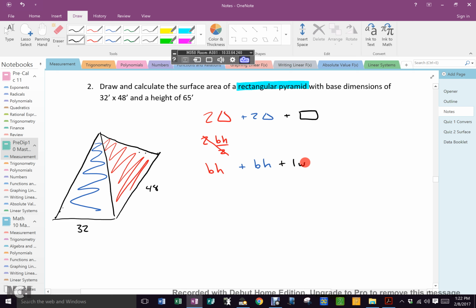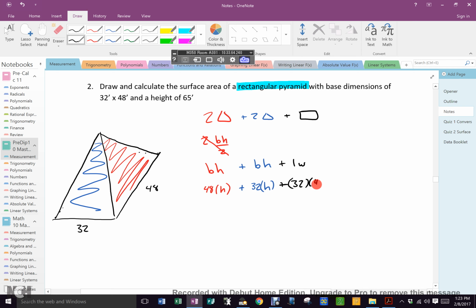Now you guys are smart kids. You already know the red triangle's base, don't you? What is it? 48. We got it written right there, right? So we know this is 48 times a height. And what's the blue triangle's base? 32 times a height. And the black triangle is 32 by 48, right? Because it's length by width.